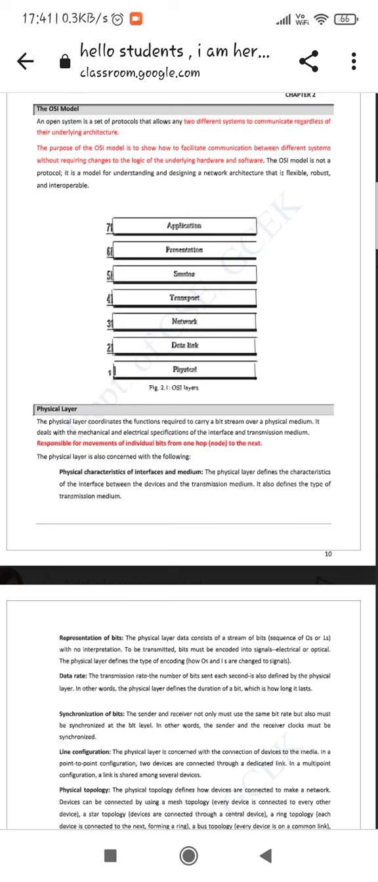So basically there are 7 layers in the Open System Interconnection, meaning the OSI model. First layer is physical layer, second is data link layer, third is network layer, fourth is transport layer, fifth one is our session layer, sixth is our presentation layer, and seventh is our application layer.